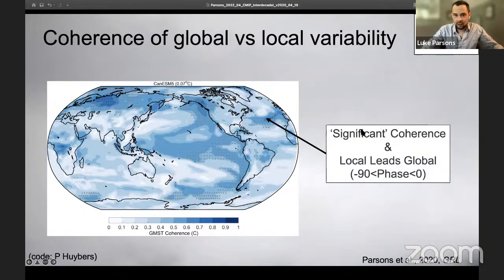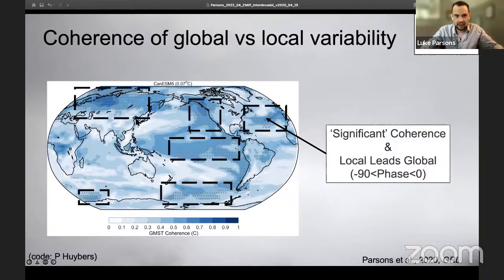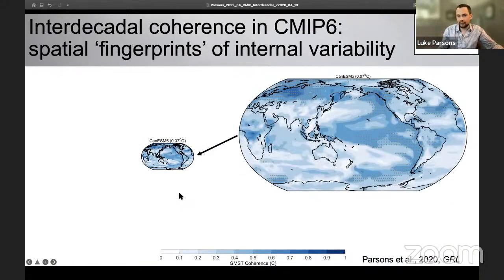If I then ask, where do we meet the significance threshold, and also local variability has to at least be in phase with or lead global variability, that's where we get the stippling on the maps to indicate regions of significance. Again, the Arctic, North Pacific, North Atlantic, Eastern Tropical Pacific, and some areas in the Southern Ocean tend to pop out. Now, this was just one of our climate models, the Canadian Earth System Model, for example.